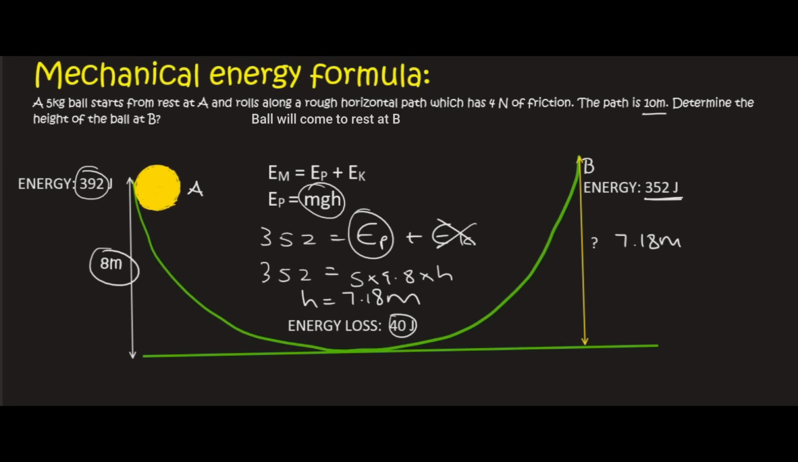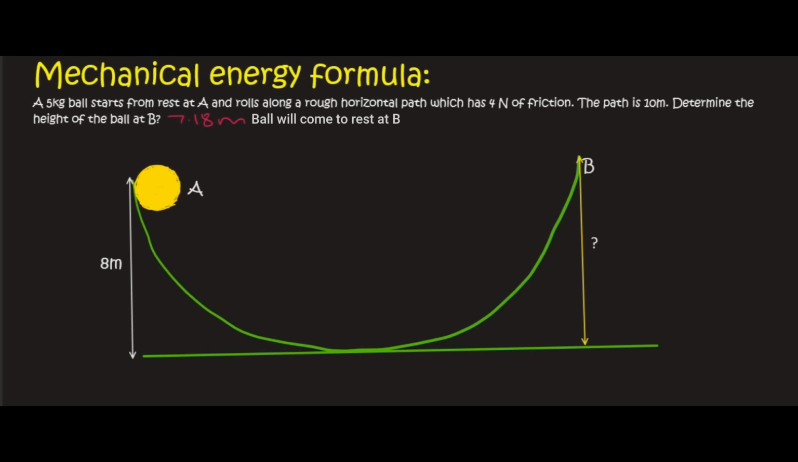Now I'm going to show you how to do this using a formula. I've seen this formula used in both the CAPS as well as the IEB curriculum. However, the IEB curriculum does not have it on the formula sheet, whereas the CAPS curriculum does. So this formula is the following. And so this formula does everything in one step instead of breaking it up into smaller steps.